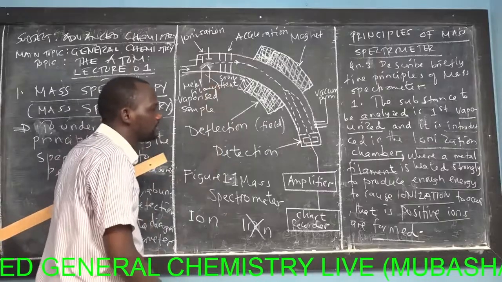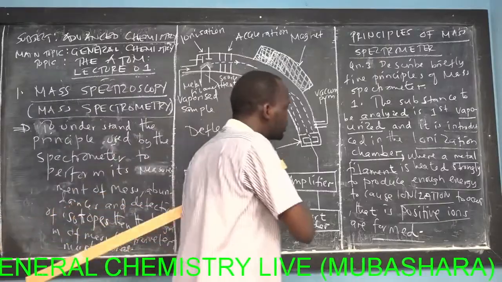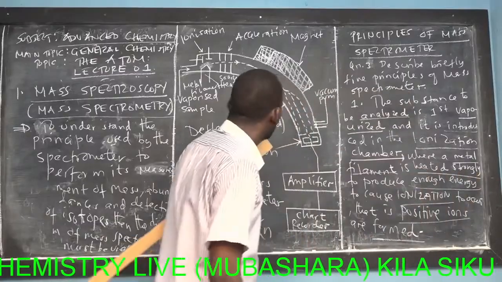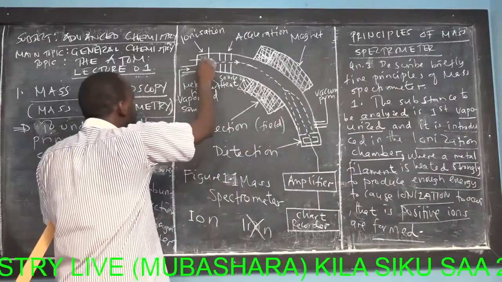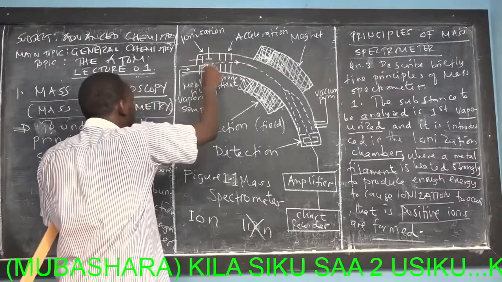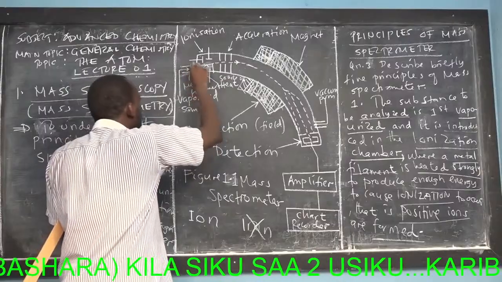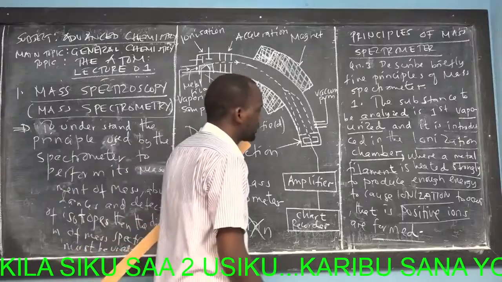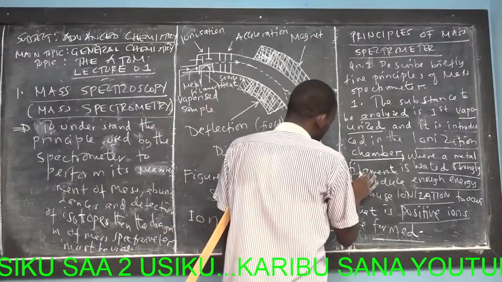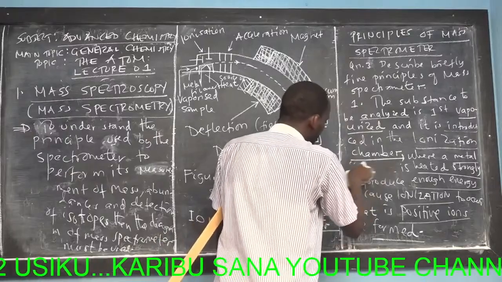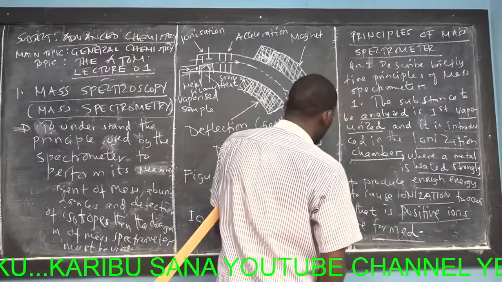A metal filament is heated strongly. So we have a filament here. The metal filament is this one, and it is heated strongly.